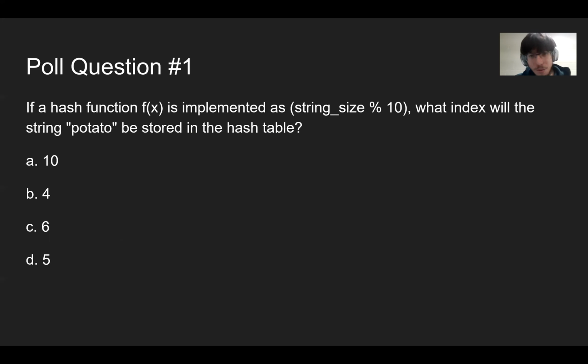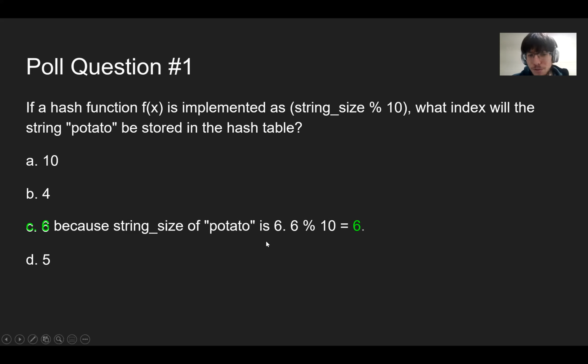So okay, quick question number 1. You can pause and try to figure it out. So what index will the potato be if we use the hash function string size mod 10? Okay, well, it's 6, right? Because the length of potato is 6, and so we have string size is 6, mod 10 is just 6, so we would have index 6.